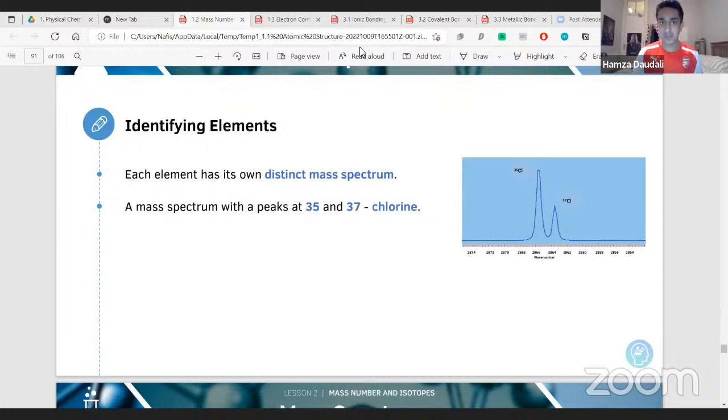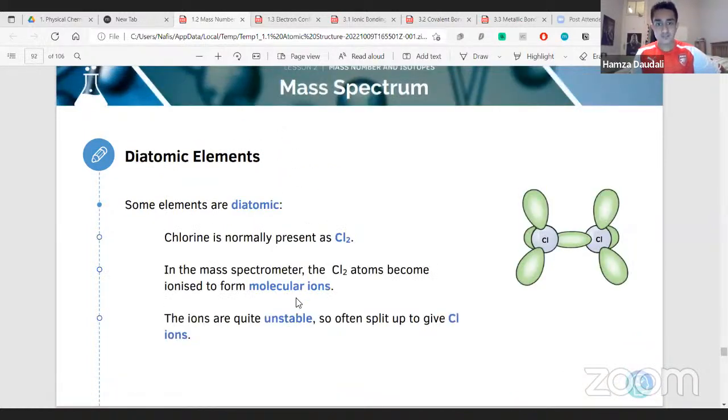So yes, there will be peaks that are relative. There will be peaks with more and peaks with less. Does that make sense? Peter? Okay. Yeah.